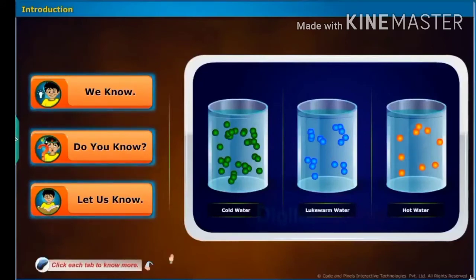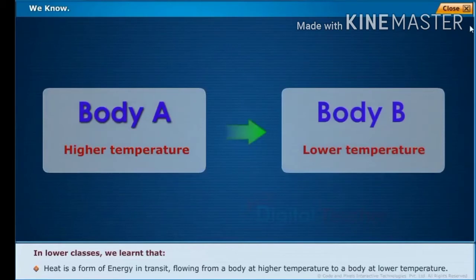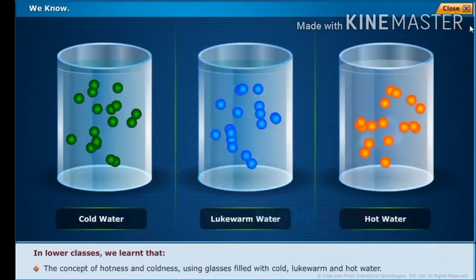Introduction. Click each tab to know more. In lower classes, we learned that heat is a form of energy in transit, flowing from a body at higher temperature to a body at lower temperature. The concept of hotness and coldness using glasses filled with cold, lukewarm and hot water.